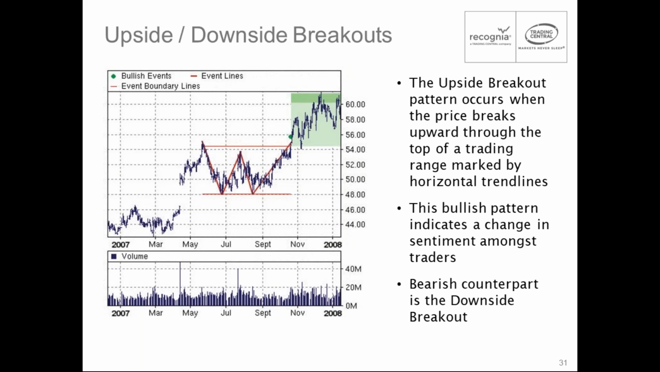Another very common type of classic pattern is what's called the upside or downside breakout. These are sometimes called rectangle patterns. This is a consolidation period in the history of a stock. The price is seesawing between a horizontal level of resistance and a horizontal level of support, and eventually we will break out above the upper level of resistance, and that's going to give us our upside breakout.